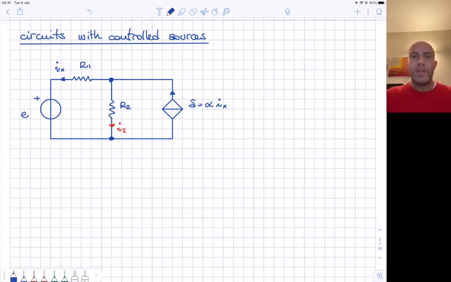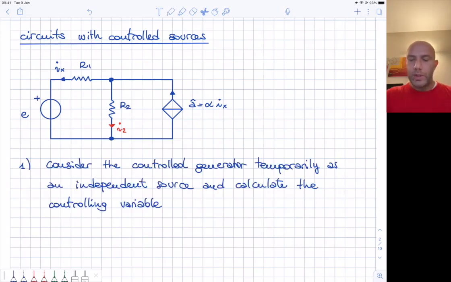The first step is to consider the controlled source temporarily as an independent source and to calculate the controlling variable. In this case, we can apply Millman's theorem to calculate the voltage V first, and then from the knowledge of the voltage V calculate Ix.